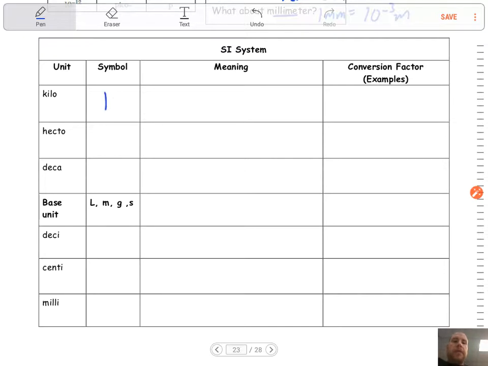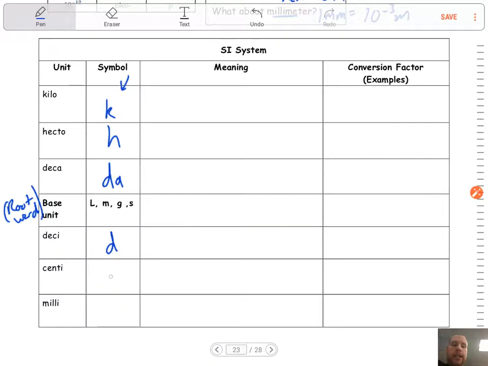So kilo, we can fill in these symbols. Remember, this is a lowercase k. It's hard for me to kind of reiterate that. Okay. Hecto, maybe you've heard of it, maybe you haven't. That's an H. Deca is DA. Then you've got your base unit. These are like, remember, our root words. All right. Deci is a lowercase d, centi is a lowercase c, and milli is a lowercase m.